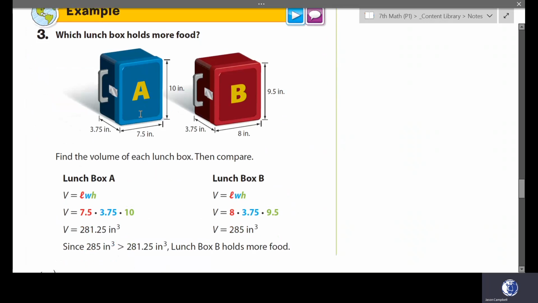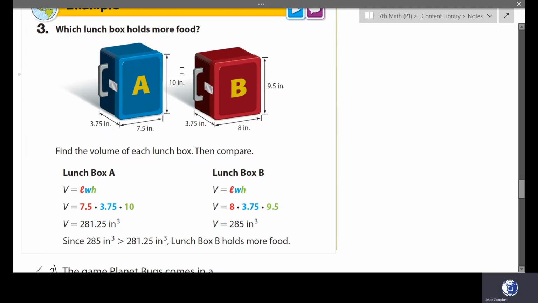Let's look at example 3. It says, which lunchbox holds more food? Find the volume of each lunchbox, then compare. So in lunchbox A, they did length times width times height. They did the same thing for B. And they found the volume of A to be 281.25 inches cubed. Lunchbox B was 285 inches cubed. Since 285 cubic inches is greater than 281.25 cubic inches, lunchbox B holds more food.